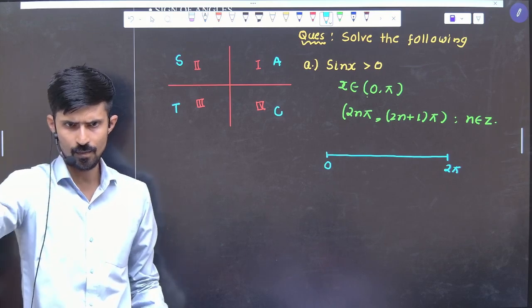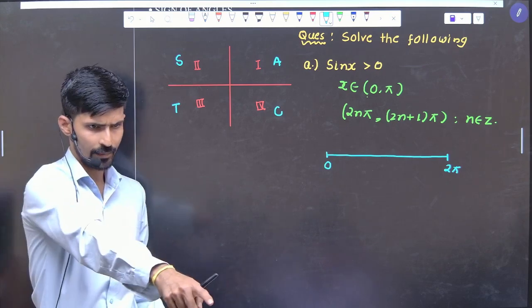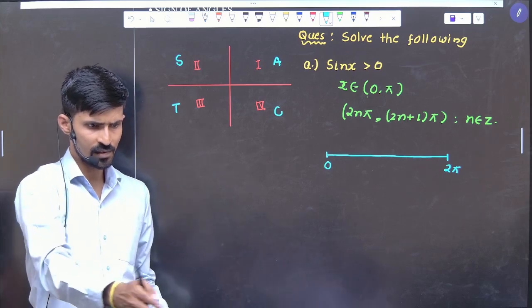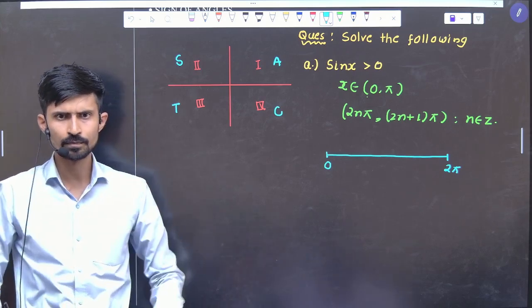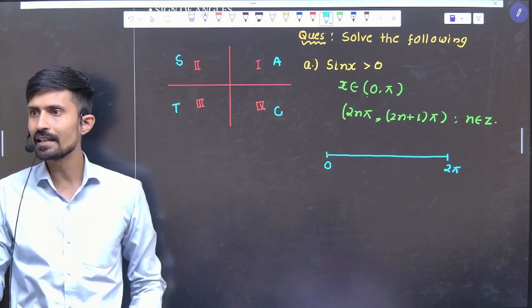Come this side. Bag. Arrange your bag. Okay? So what was the next step?